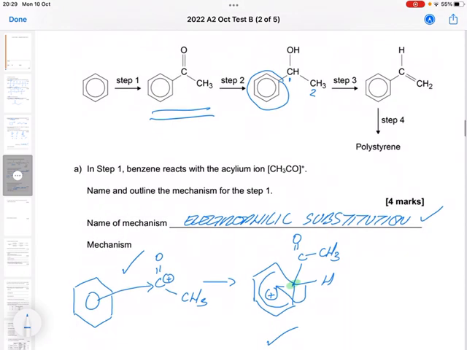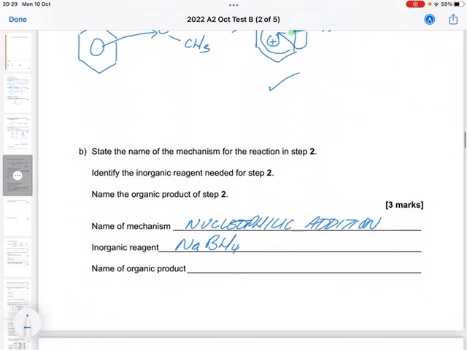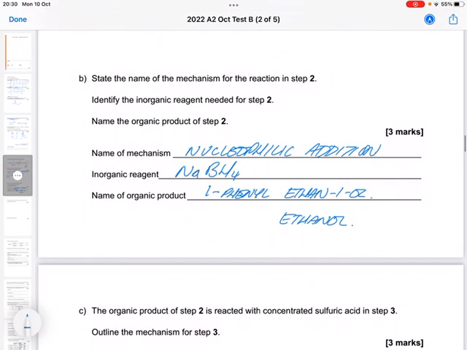Okay, so let's jot that down there. 1-phenyl ethan 1-ol. Although it does say in the mark scheme that it would just allow ethanol here. So if you've written 1-phenyl ethanol, that would be okay.